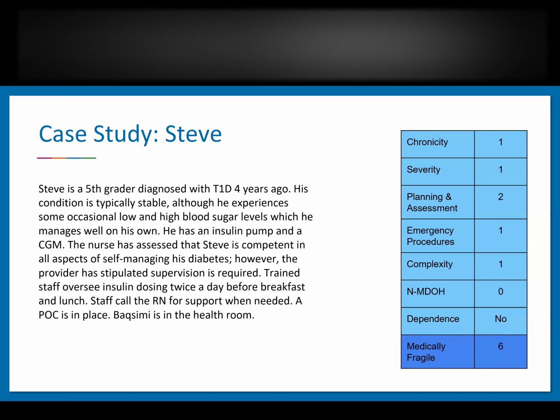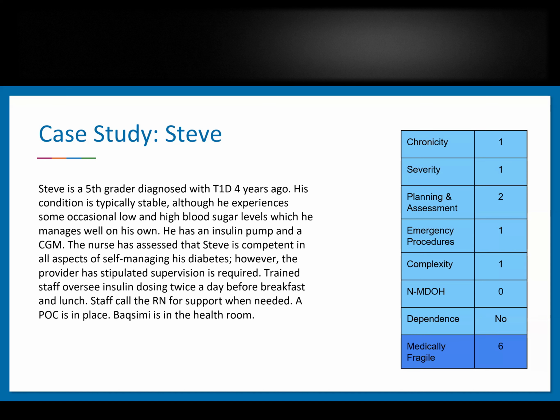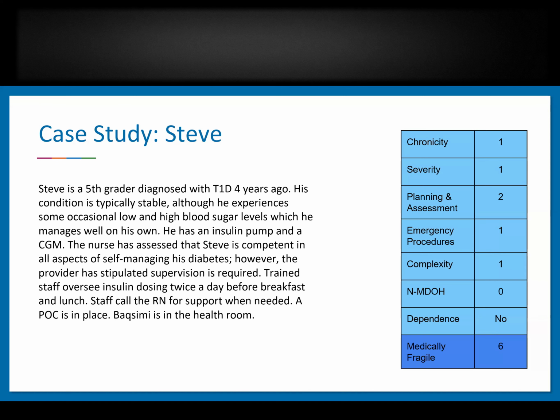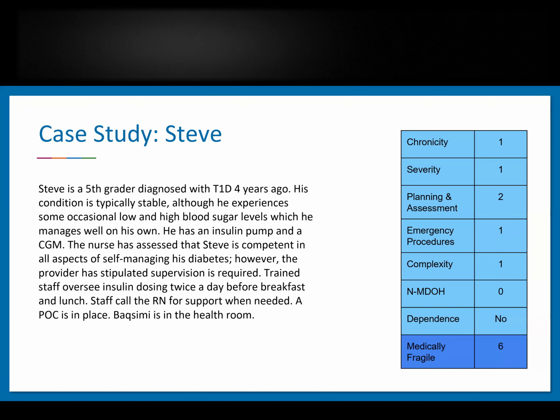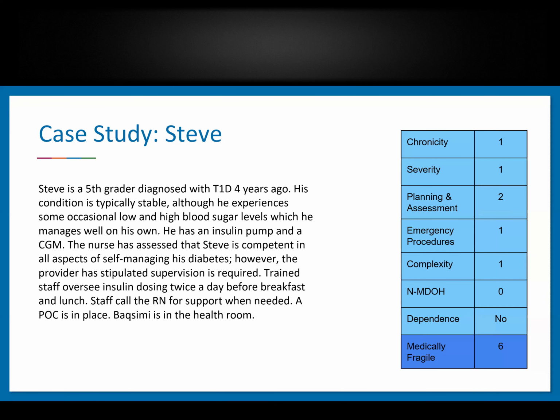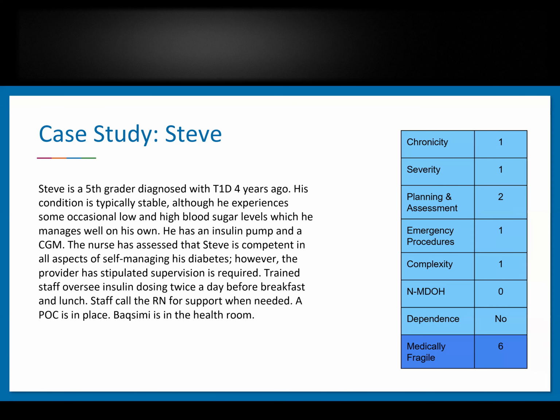The planning and assessment score is a 2. An individual plan of care is in place. Intermittent nursing assessment and management throughout the school year is expected. The emergency procedure score is a 1. Glucagon is in place. The complexity score is a 1. The staff is only supervising one task. There is a 0 score for non-medical drivers of health. The student is not dependent. With a total score of 6, the student is considered medically fragile.